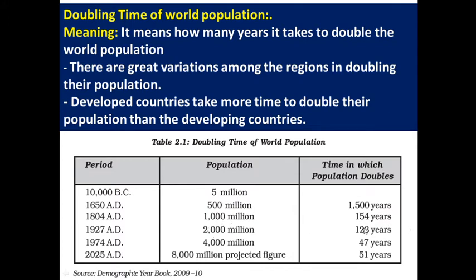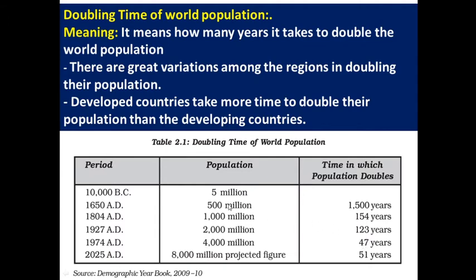So how many years does it take? Only 123. Likewise, from 1927 to 1974, the population doubles from 2000 million to 4000 million. How many years does it take? It takes only 47 years.